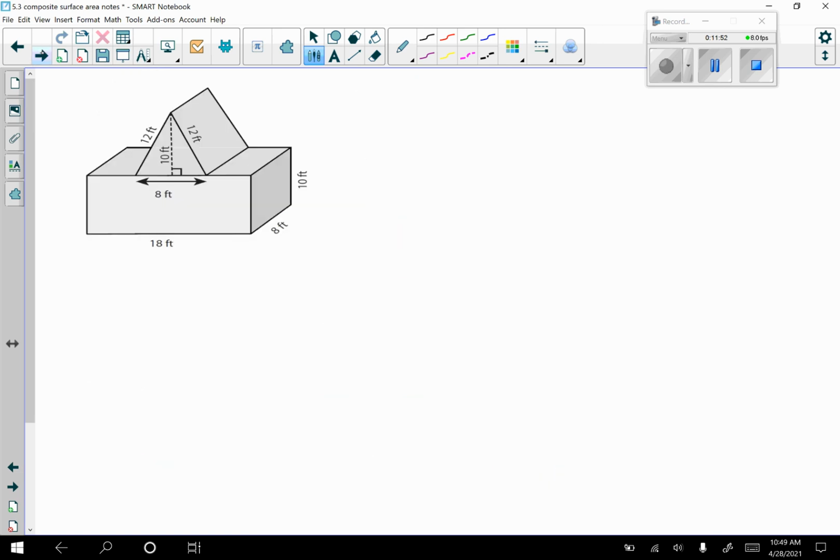Next example. Okay, this one, we've got a triangular prism on top and then a rectangular prism on the bottom. So it's 2 prisms. So for the triangular one, we have to remember on a triangular prism, your triangle is your base. So you have to find the perimeter of this triangle. So P is going to be here 8 plus 12 plus 12. Okay, so 8 plus 24 is 32.